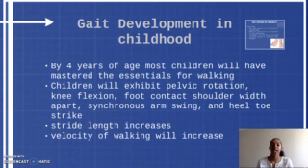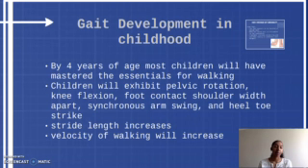Moving on to gait development in childhood. By 4 years of age, most children will have mastered the essentials for walking. Children will exhibit pelvic rotation, knee flexion, foot contact at shoulder width apart, synchronizing of the arm swing, and heel-toe striking. The strides will also increase in length, and velocity of walking will increase as well.